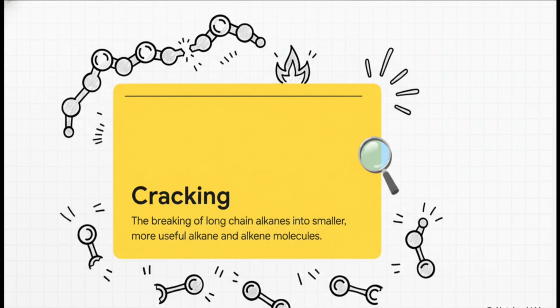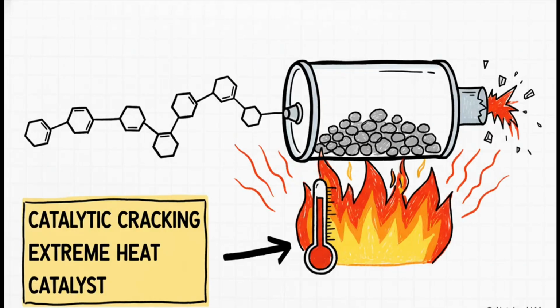So what do we do? We literally crack them under intense conditions. We break them down into smaller, way more valuable molecules, things like the fuels we need, and, of course, the super reactive alkenes that are the starting point for the entire plastics industry. Now, this process requires some serious industrial muscle. To break those strong carbon-carbon single bonds in an alkane, you need some extreme heat.